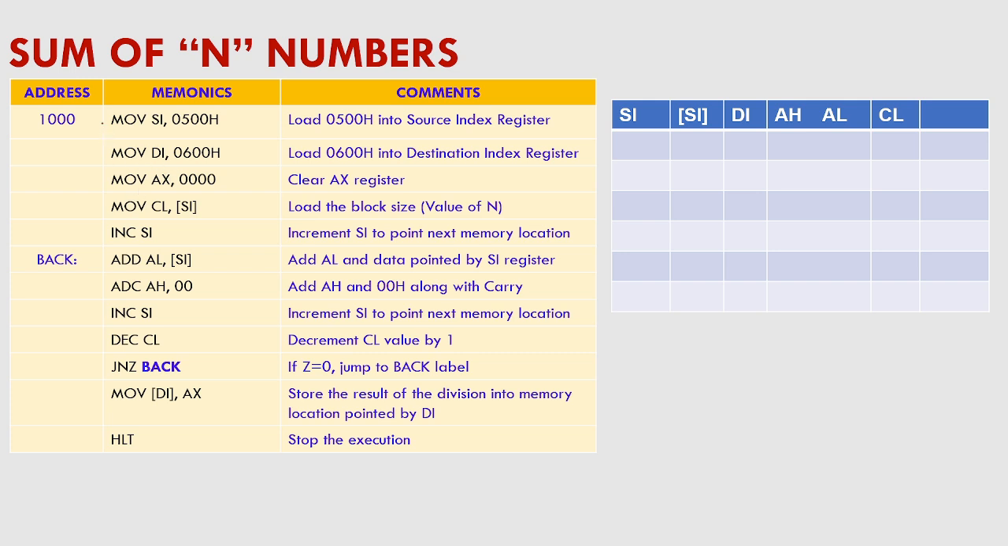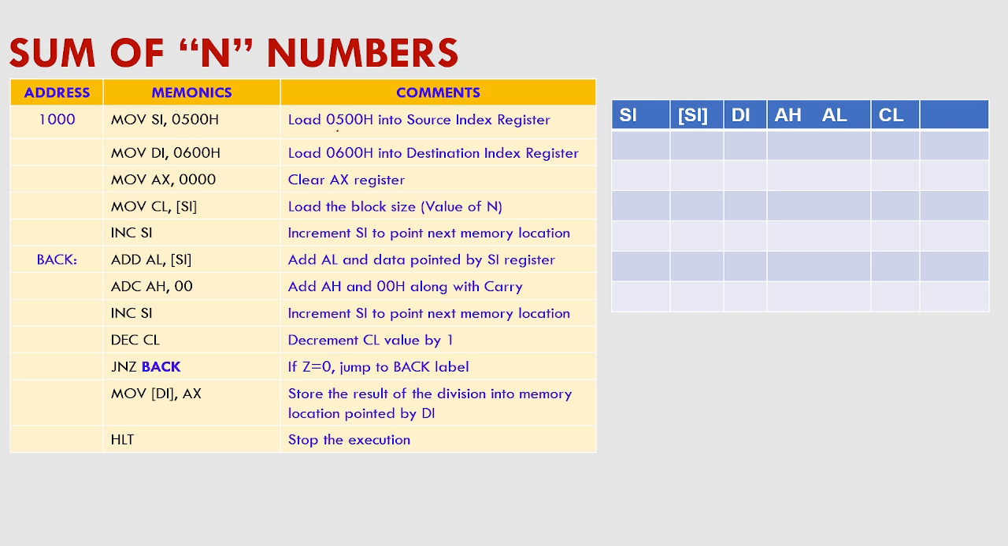The starting address of the program is 1000. These are the mnemonics and these are the comments. For the first instruction, you can see I have made a table. After execution of every instruction, I will update the values so that you can understand the concept very clearly. Once the first instruction executes, MOV SI, 0500H.